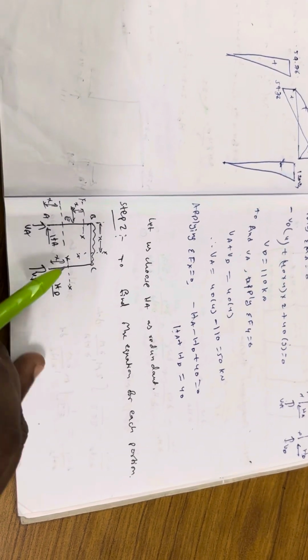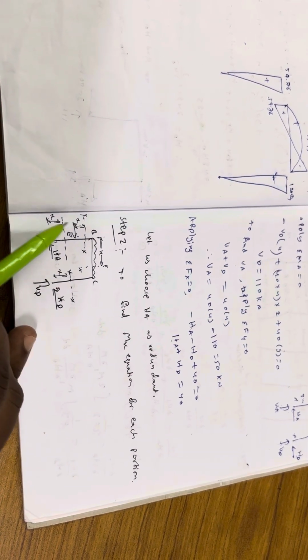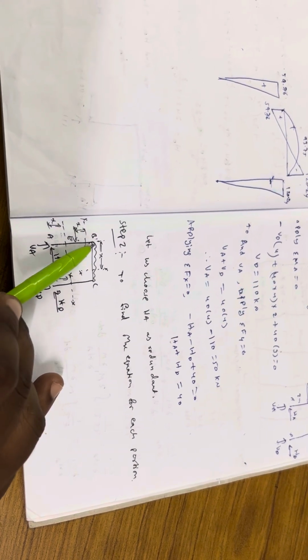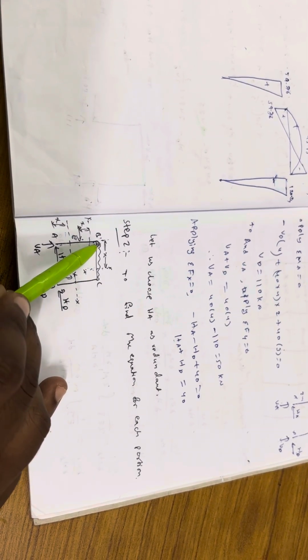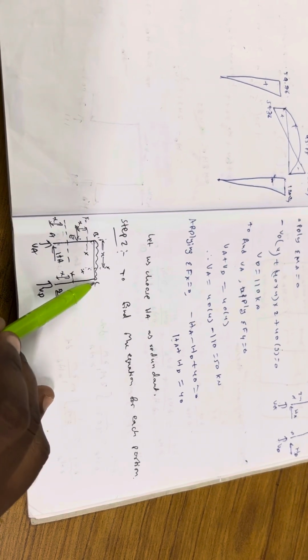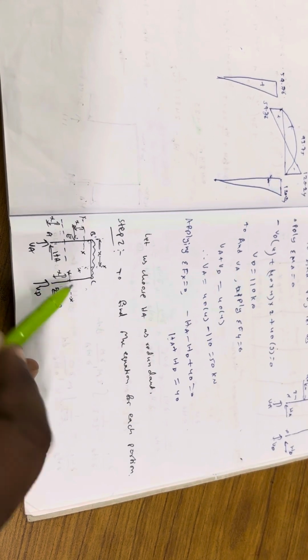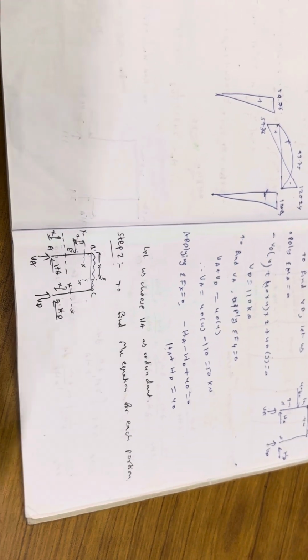That is for AE, EB, BC and CD. For AE we have to select a section at a distance of x from A. For EB I have selected a section at a distance of x from E. Between BC I have cut a section XX at a distance of x from B. And observe carefully, for CD I have selected a section XX at a distance of x from D, not C, from D in the reverse order. So we need to calculate the MX equations now.